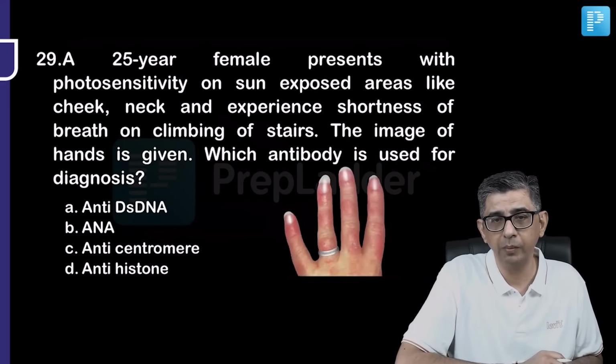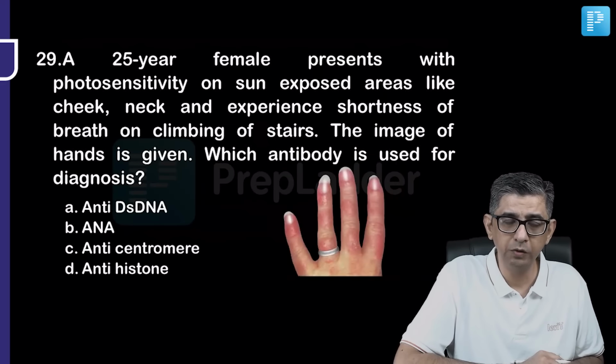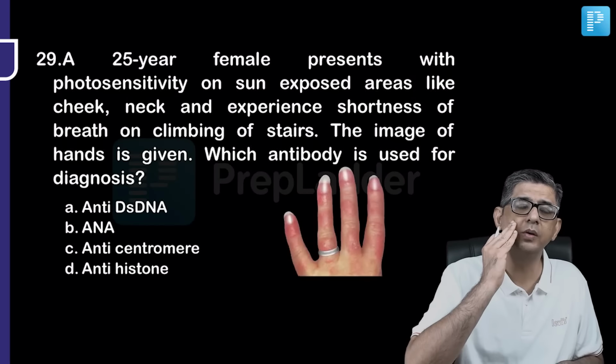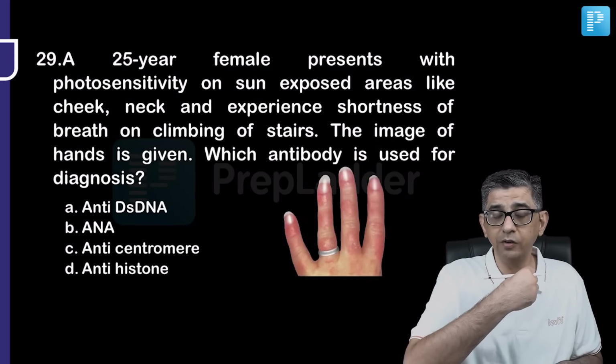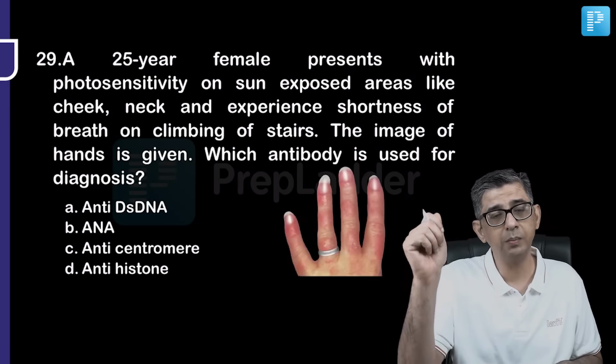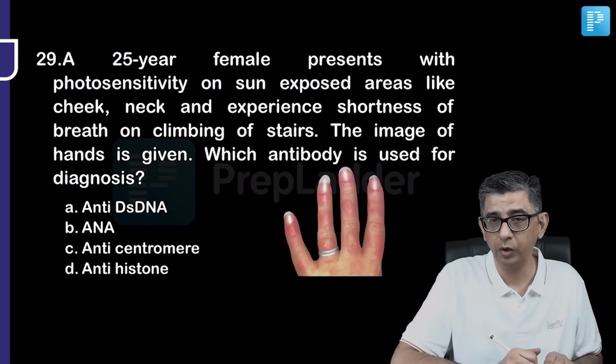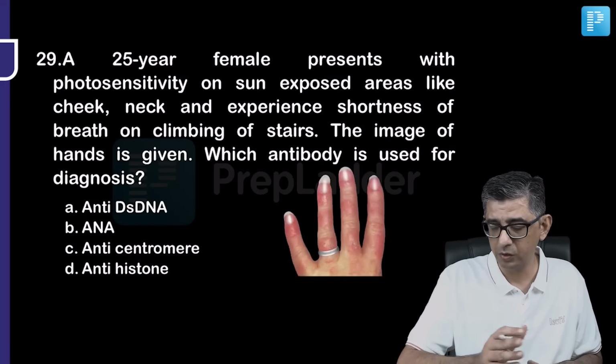The next question was from rheumatology, where he described a woman with photosensitivity on the sun exposed parts of the body. That would be like the cheek of the patient, neck of the patient, and she was also having shortness of breath on climbing stairs. One of the reasons for this shortness of breath can be lung involvement, because he's talking about a connective tissue disorder, and he had also given an image of the dorsum of the hand.